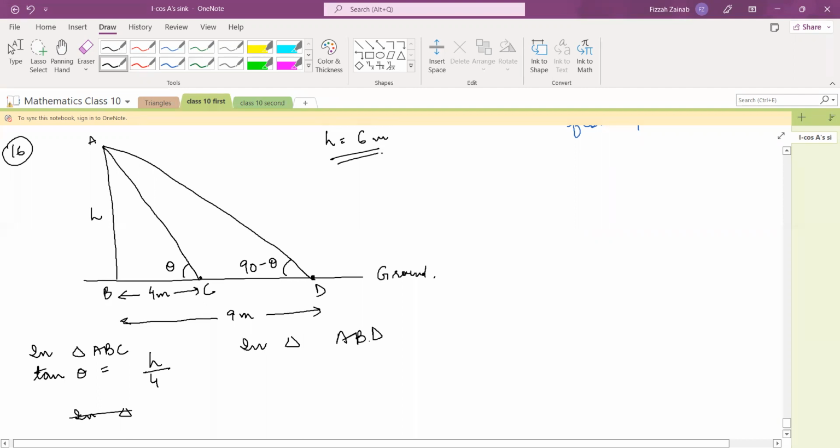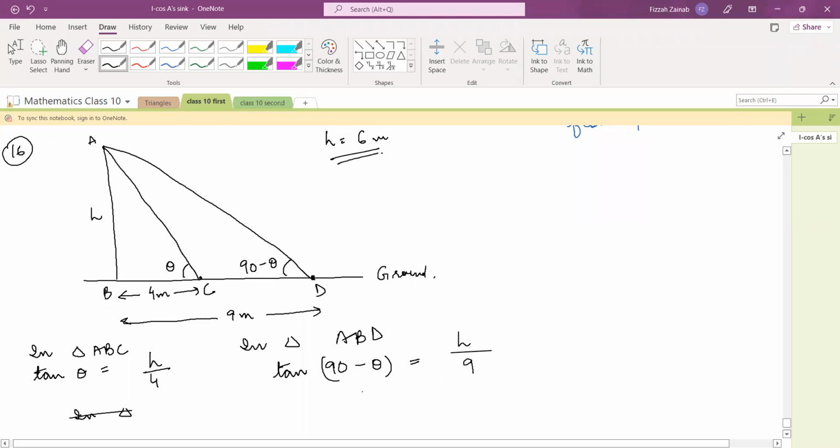Now in triangle ABD, I have to take a right angle triangle to use trigonometry. So tan of 90 minus theta this time is equal to, again, perpendicular upon base. Now base will be 9, clear? 9 meters. Fine, Martin? Okay, because BD complete you have to take. So I've got tan theta and tan 90 minus theta.